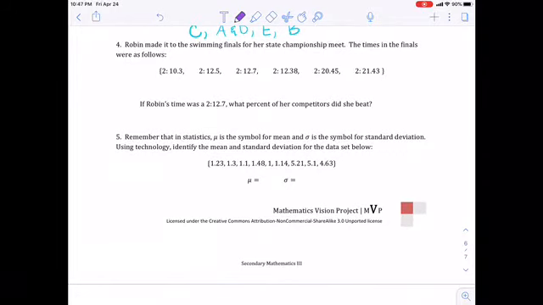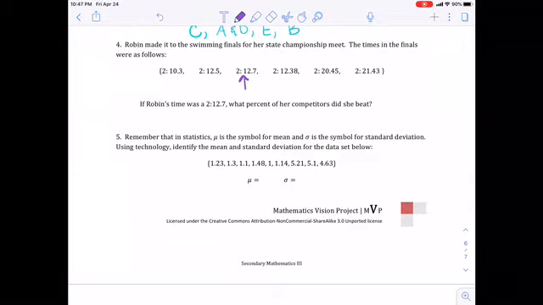On question 4, Robin made it to the swimming finals for her state championship meet. The times in the finals were as follows, and here are each of the times listed. If Robin's time was 2 minutes, 12.7 seconds, what percent of her competitors did she beat? So this 2 minute, 12.7 second right here is Robin.